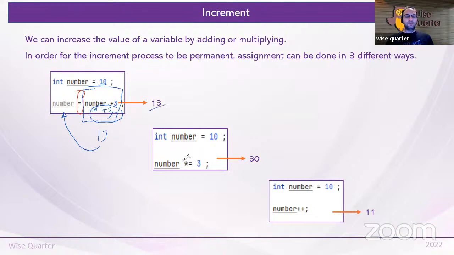It is the same here. This means you want to multiply the number's value by 3. That's all. Number was 10. From this point on, it will be 30. Here, number was 10 plus 1. This means plus 1. It will be 11.